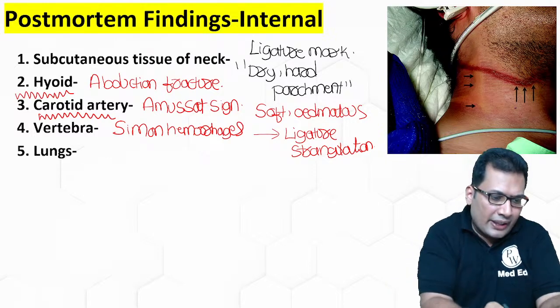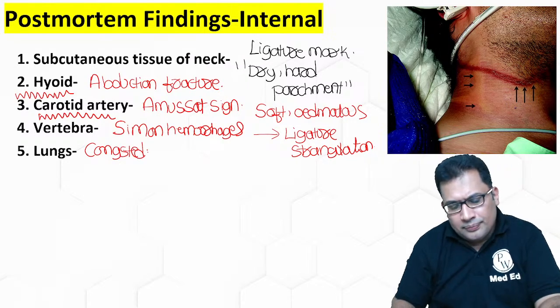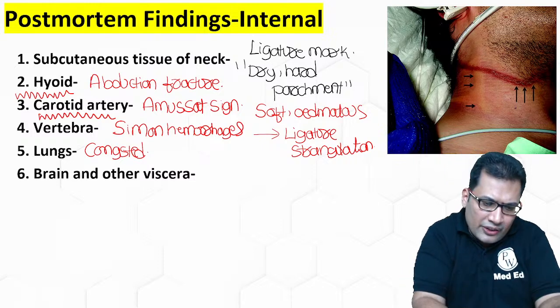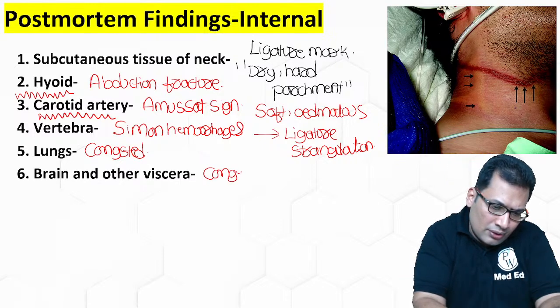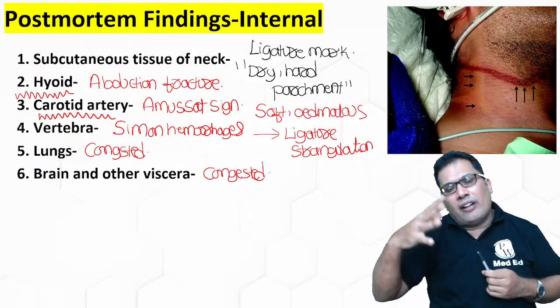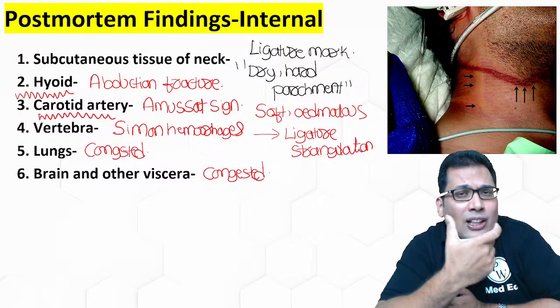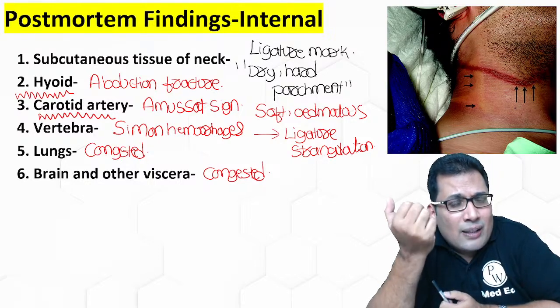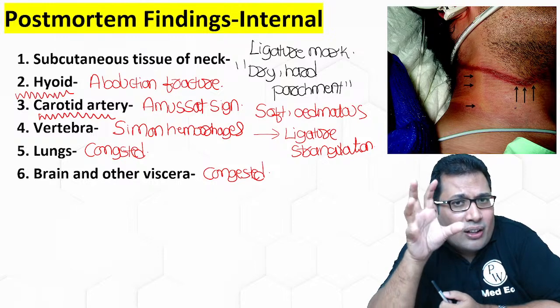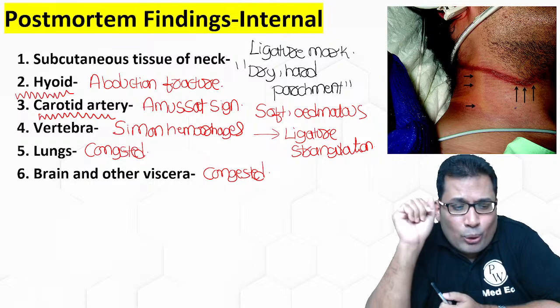Lungs. Lungs are congested. Most of the organs are congested, including the lungs, brain and other viscera. So all these are internal findings. Very important is the neck. Over the neck you will see an oblique ligature mark, dry, hard, parchmentized. There is no other ecchymosis or bleeding into the subcutaneous tissue. That is the very important finding.